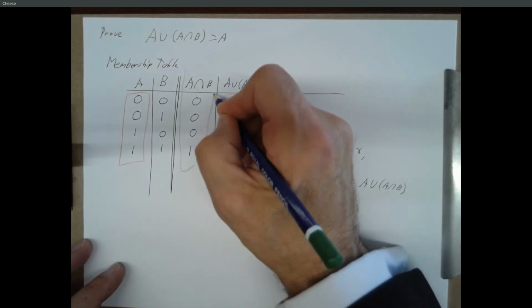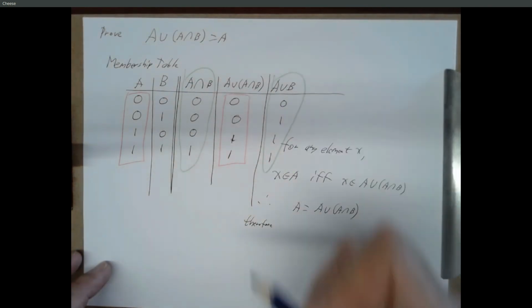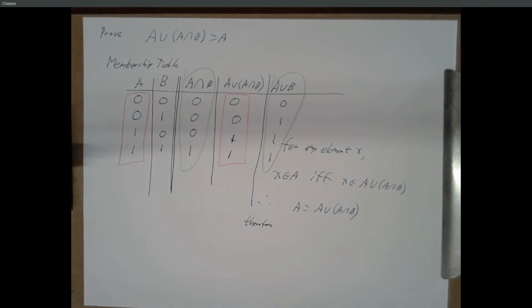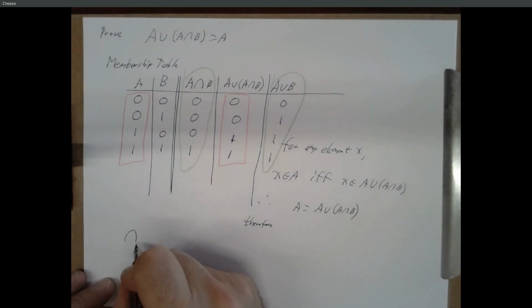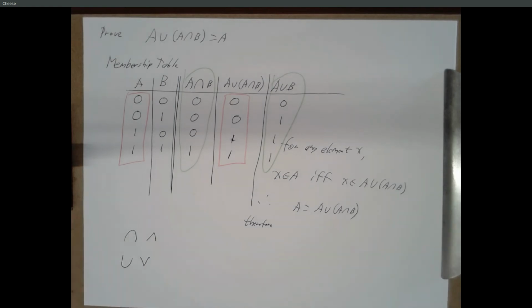And what does this look like from Engineering 250? Looks like an and. And what does this look like? Looks like an or. And in fact, this looks an awful lot like that, and this looks an awful lot like that. That's deliberate. So unions are really just ors, and intersections are really just ands. And that's kind of cool.